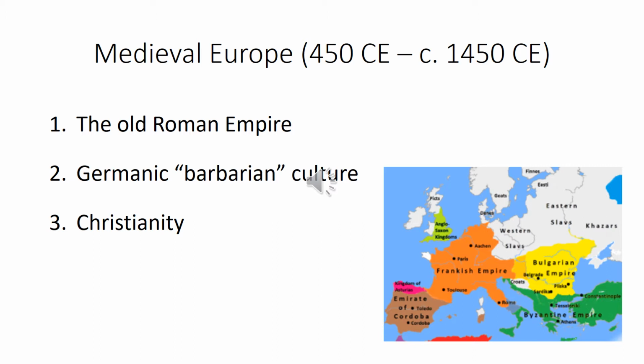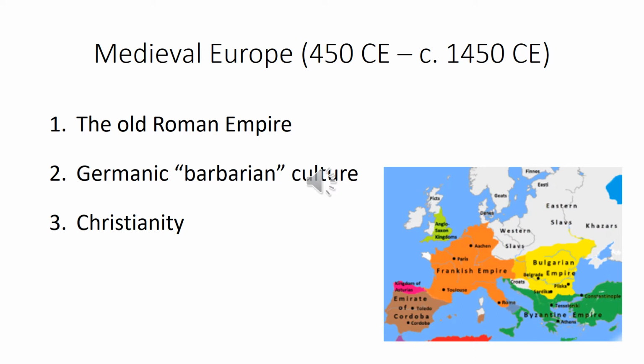There are three main themes that influence medieval Europe and that really shape it. That is the old Roman Empire, and the infrastructures that the Roman Empire put in place, and old Roman Empire culture, as well as Germanic barbarian culture.